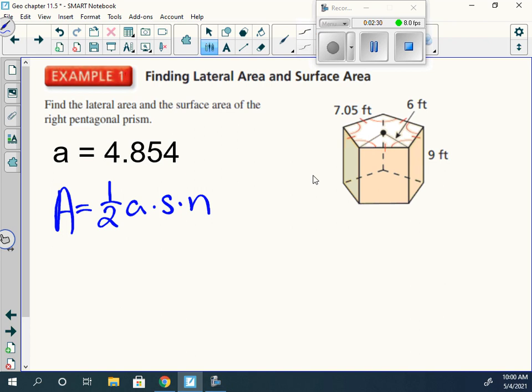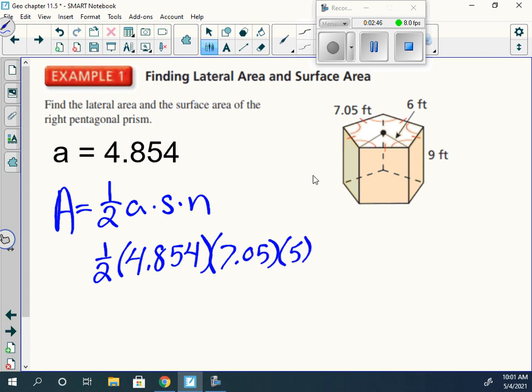So when we look at this here, our apothem, I did give that to you, is 4.854. Our side length is told to us to be 7.05. And the number of sides is 5. So if we want to calculate this, we can plug all these numbers into the calculator and work this out.